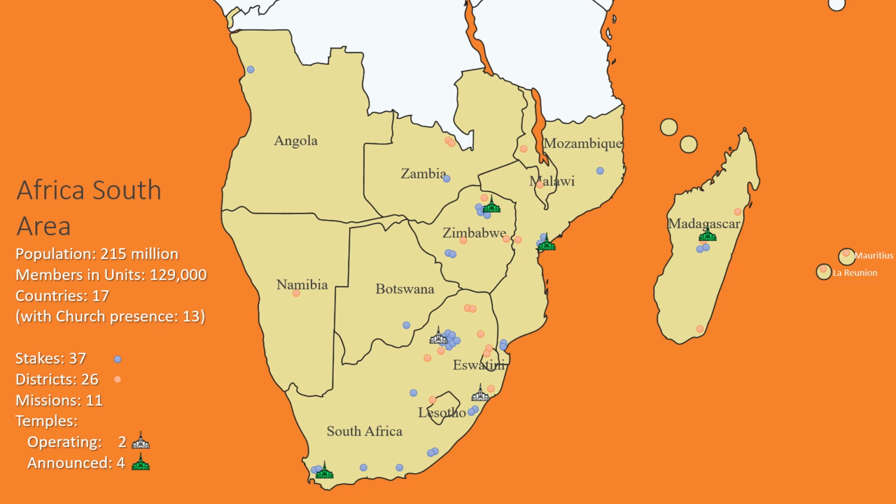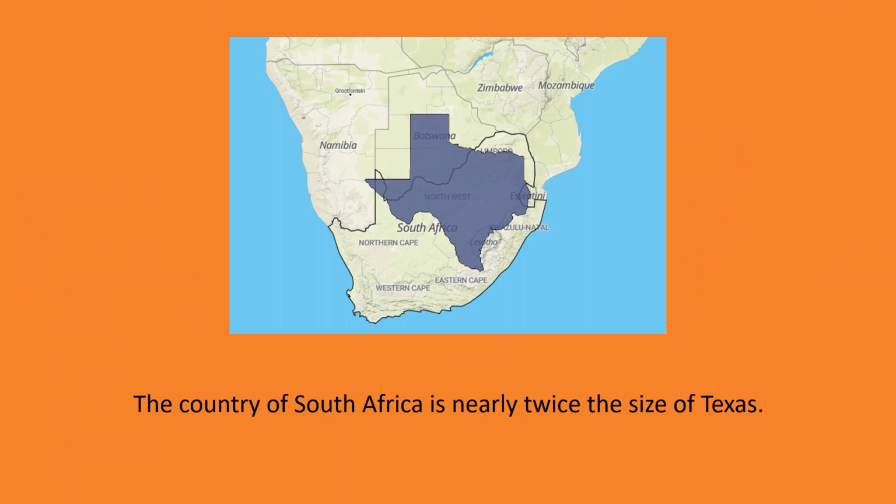We've got 38 stakes now. We just formed one 2 weeks ago. We've got 26 districts, 11 missions, and that will become 12 missions on July 1st. We have 2 operating temples, one in Johannesburg and one in Durban, and we have 4 more temples announced. The country of South Africa itself is about twice the size of Texas.